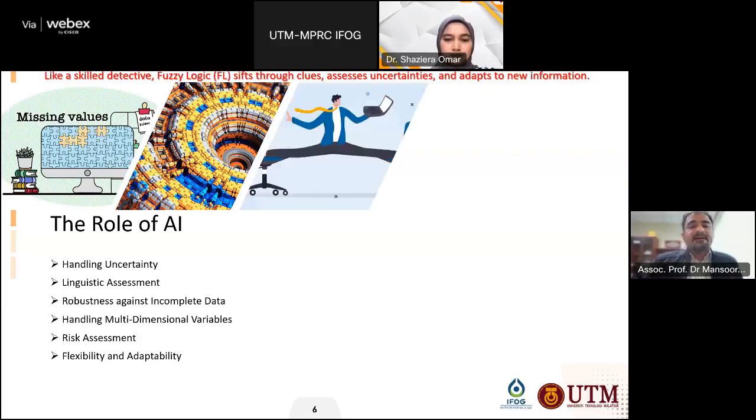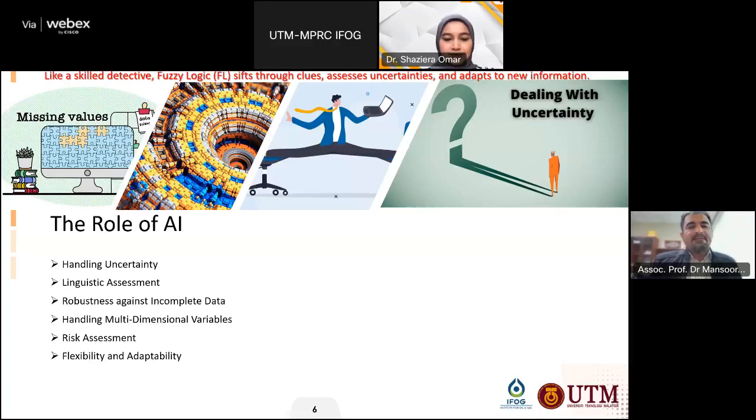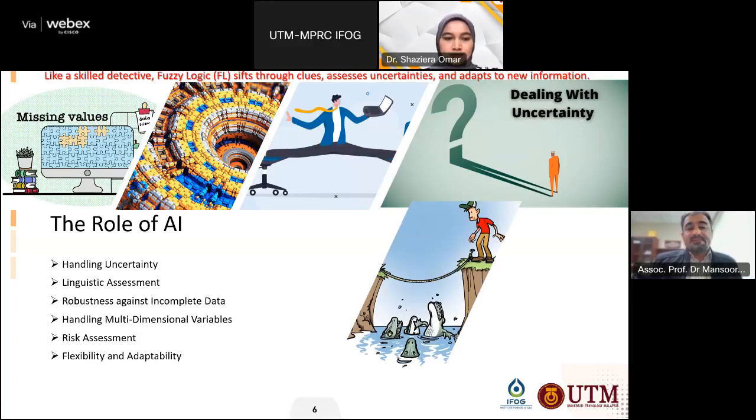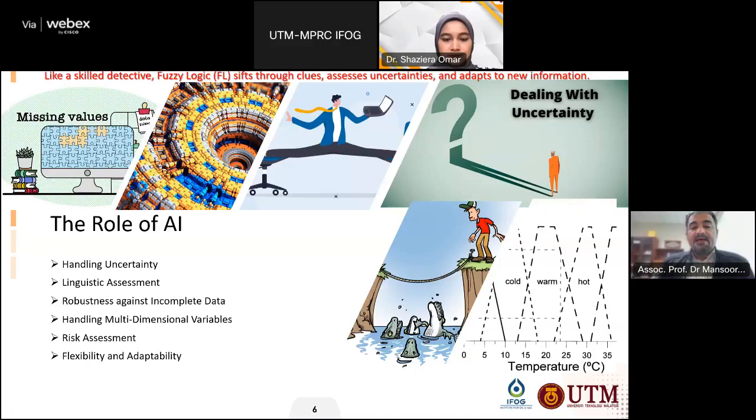Robustness against incomplete data: fuzzy logic handles limited data robustly, ensuring reliable screening decisions, and handles multidimensional variables. Fuzzy logic actually integrates diverse factors for comprehensive candidate selection, for example, for hydraulic fracturing. Flexibility and adaptability: fuzzy logic can adapt to new data, refining the candidate selection process in the stimulation workflow.